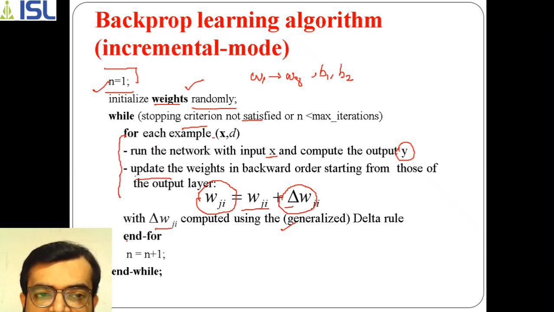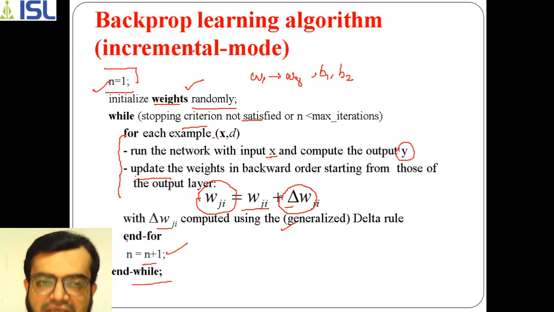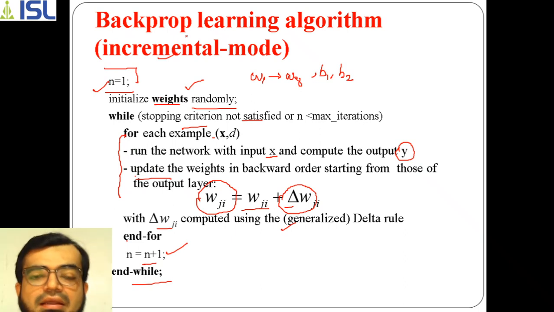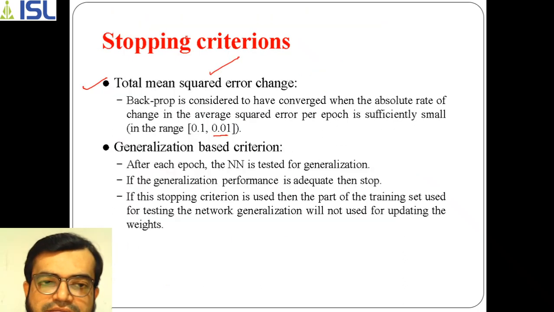For the next example, the n value will always be updated. The n value is because we are giving multiple sets of data, different learning inputs. Every time it is incrementing, and if it reaches the maximum sets, then it exits the while condition. In this way the backpropagation learning algorithm works. That's why you can call it incremental mode, because it is always increasing the efficiency of the algorithm.